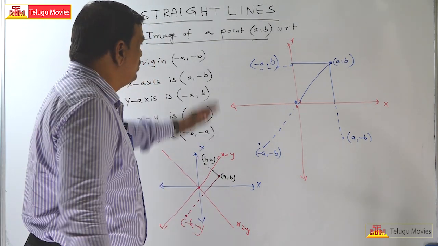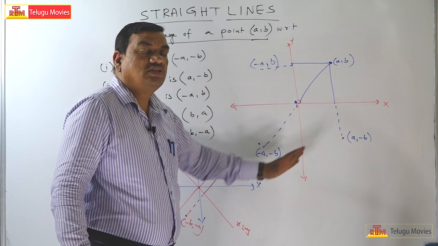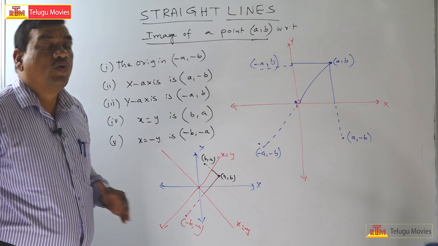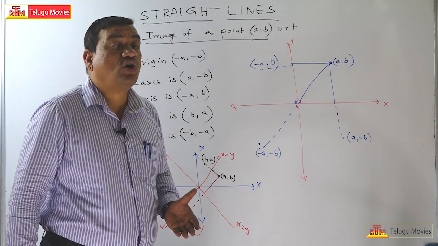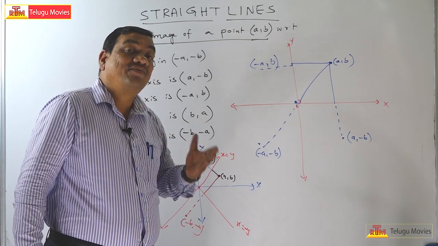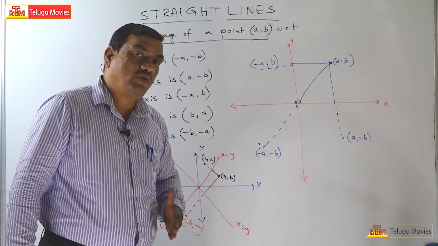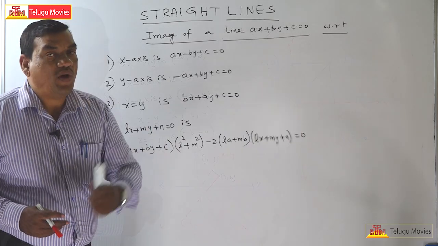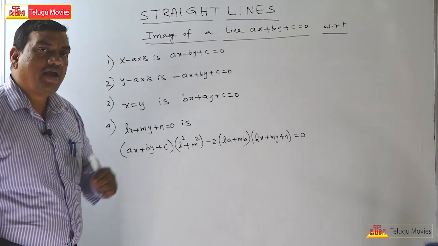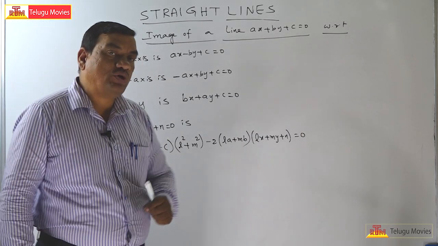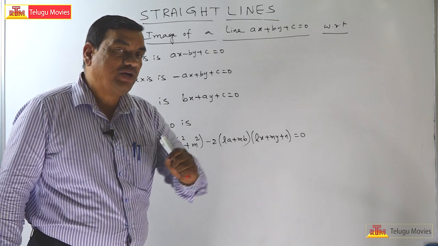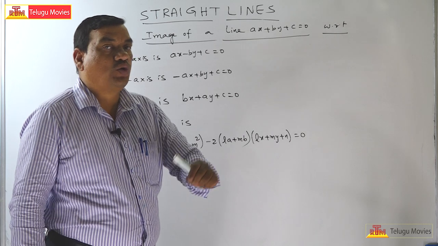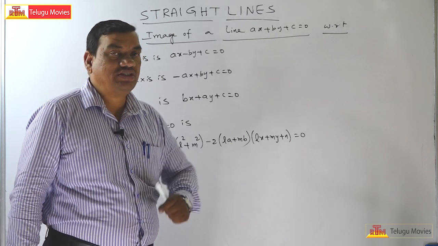Okay. If this point is okay, we got these images. If a line is there, what is the image of the line with respect to the x-axis, with respect to the y-axis, then how to find it out? So let us see that concept. Welcome back. Just now I explained about the image of a point with respect to the x-axis, y-axis, the line x equals y, and the line x equals minus y. So all those things I explained.